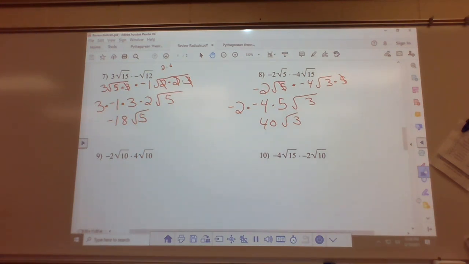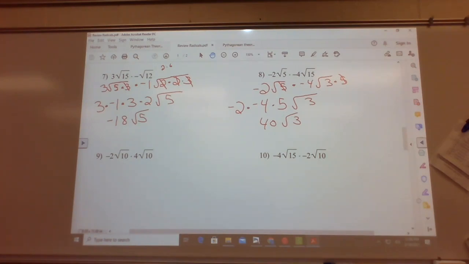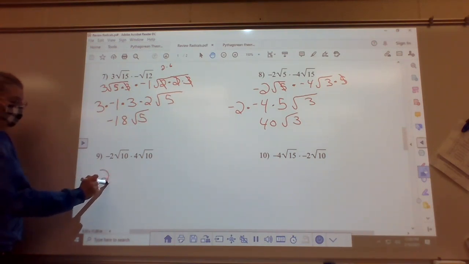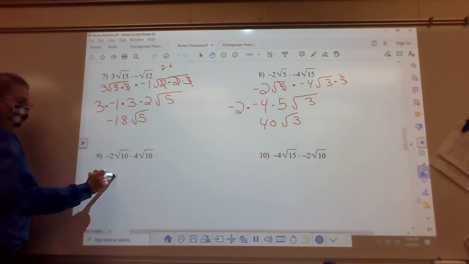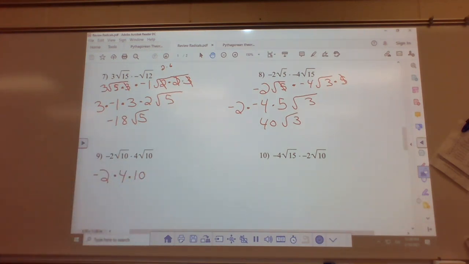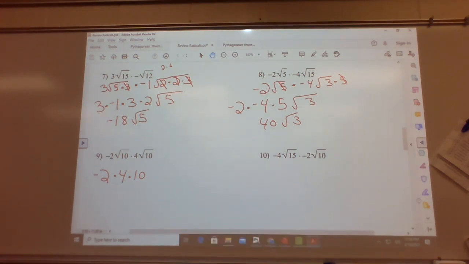Number 9. I mean, right away, I actually see that both of them have a 10. I mean, I could break it into 2 and 5, but why bother? Because they're already partners. So I'm not even going to bother breaking these guys down. I'm just going to pull them out front. So negative 2 is already out. 4 is already out. 10 I'm going to bring out because it's already partnered. If you would have broken it down, not a big deal. It would have been 2 and 5, 2 and 5. So 2 would have come out, 5 would have come out. Nothing was left underneath. So negative 2 times 4 times 10 gives me negative 8.